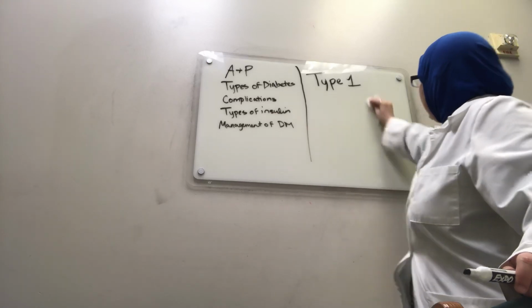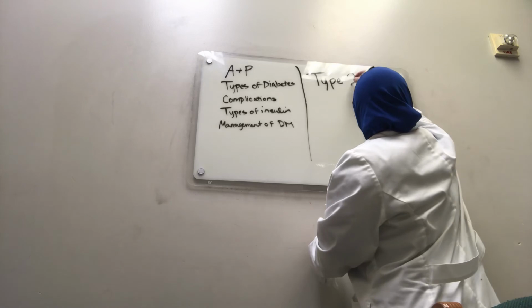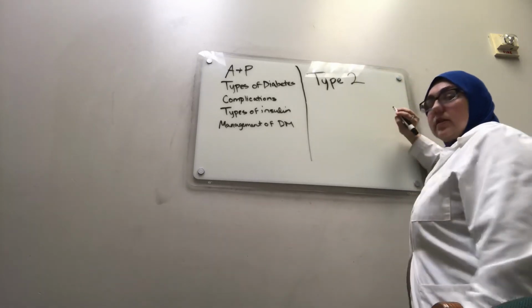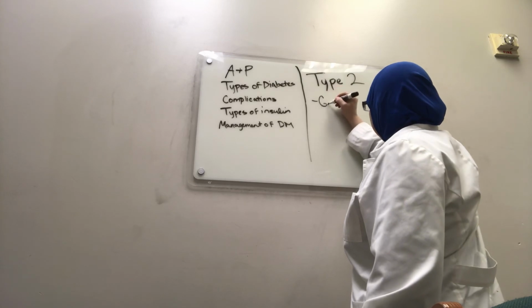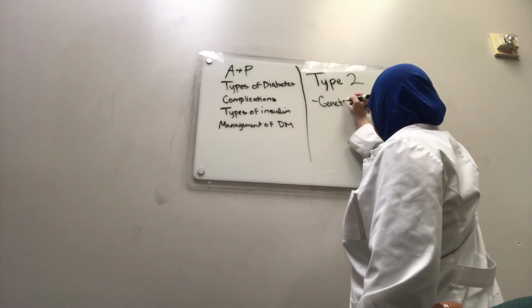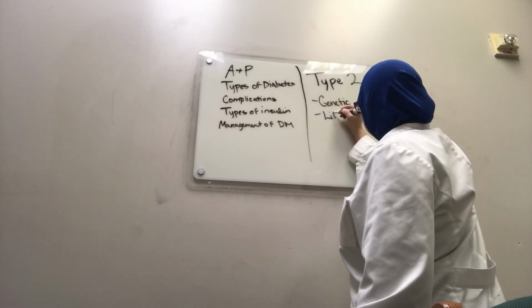And then we have type 2. What do we know about type 2 diabetes? We know that there is a genetic component. It tends to run in families. And we know that there is also a lifestyle component.